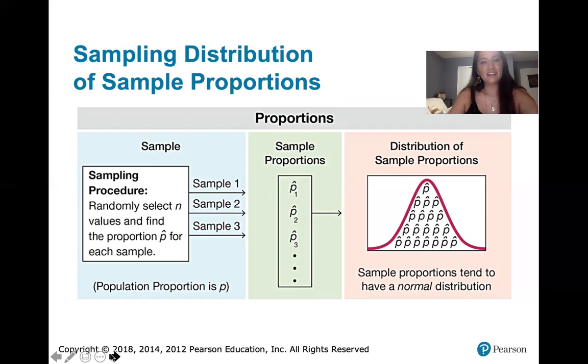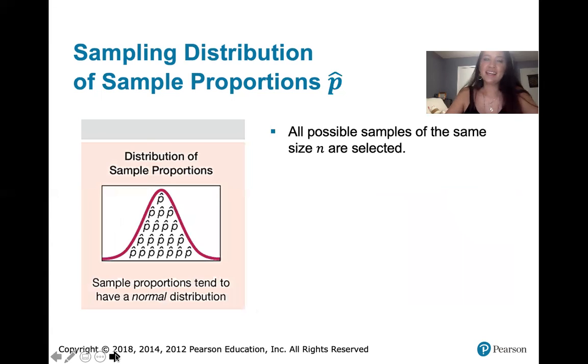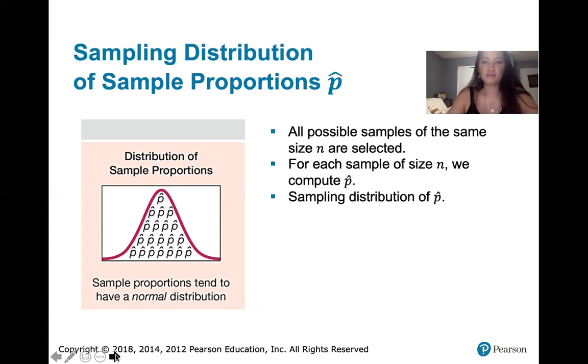What we said was, under certain conditions, the distribution of the sample proportions p hat tends to be normally distributed. And the mean and standard deviation have very specific forms that we can discuss here. Now, if you wanted the exact sampling distribution, we would compute all possible samples of the same size n, and for every one of those possible samples, we would compute a p hat, just like we did back in 6.3. Then we look at the distribution of the p hats.